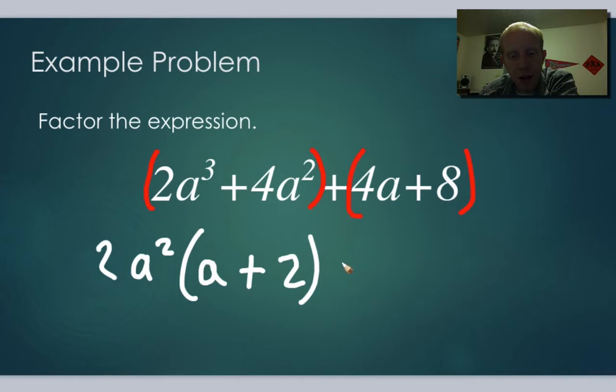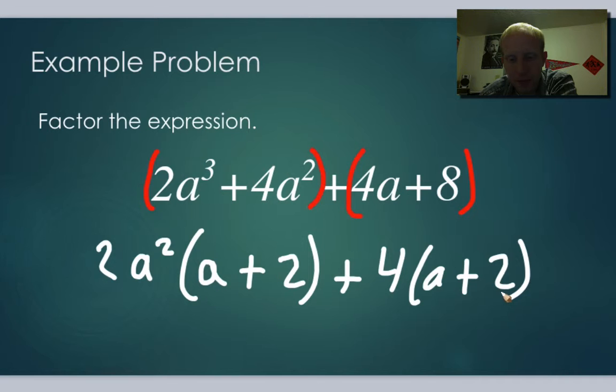Now we can look at the other group and pull out its common factor. You'll notice that 4 goes into both of these terms. So we can write 4 times a, which gives us 4a, and 4 times 2 gives us 8. So again, we group the expression and we pull out the common factors of both.